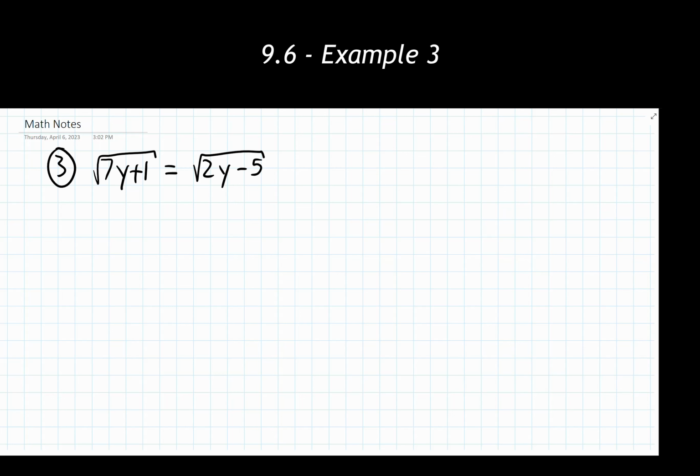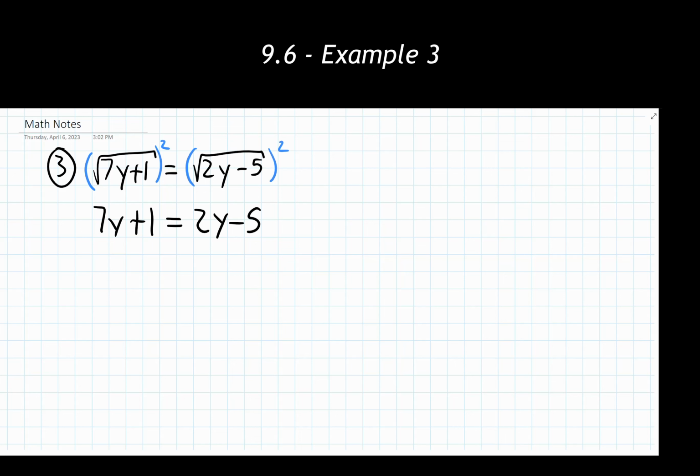So our second step then says, raise both sides to a power equal to the index of the isolated radical. Well, both of these are square roots, so both of these sides are being raised to the second power, or they're being squared. On the left side, the square root raised to the second power is going to cancel, and I'm getting 7y plus 1. And on the other side, I also have a square root being squared. So the radical is going to cancel, and I'm left with 2y minus 5.